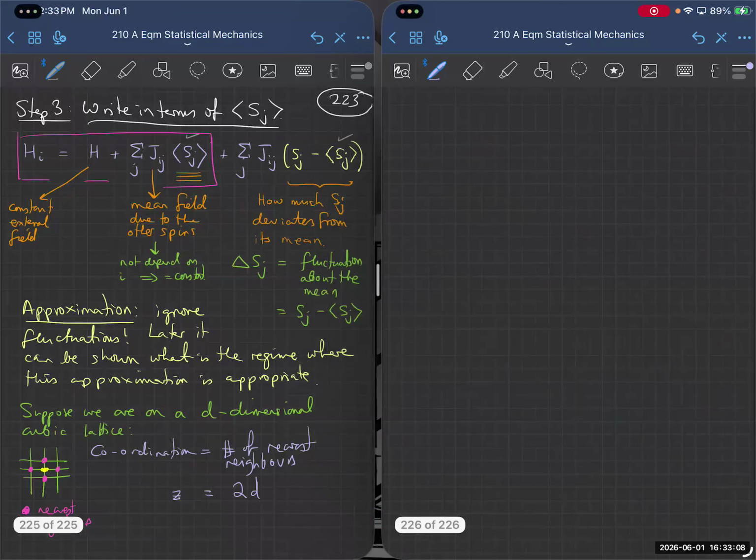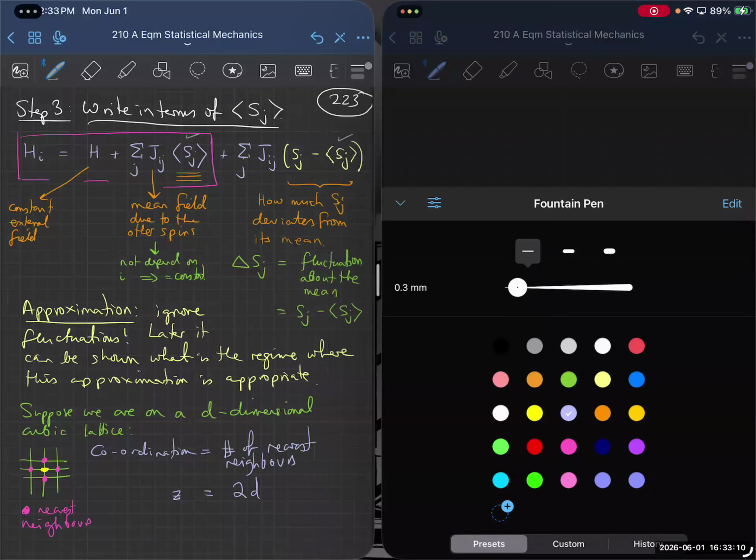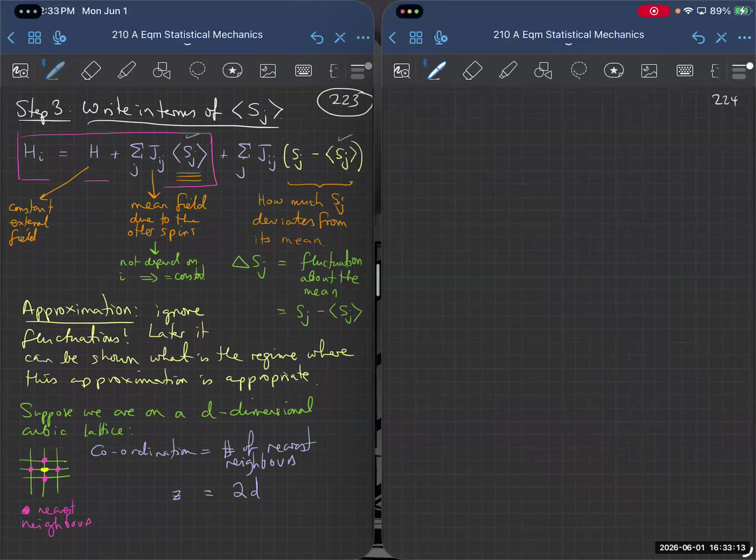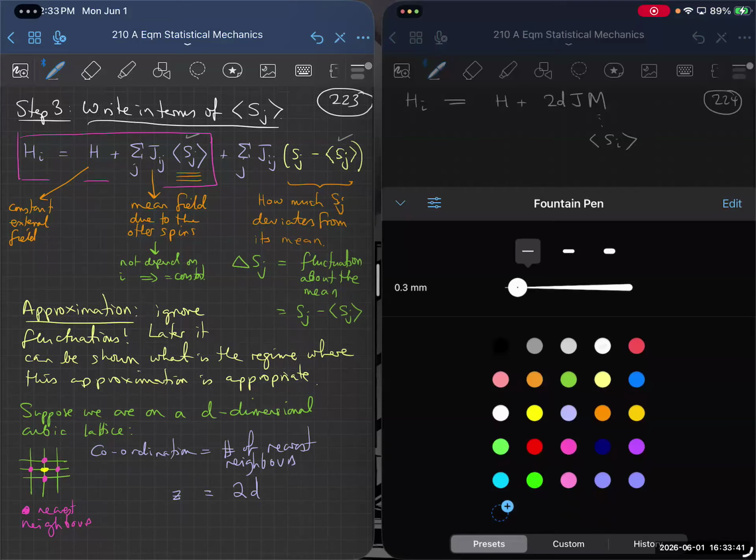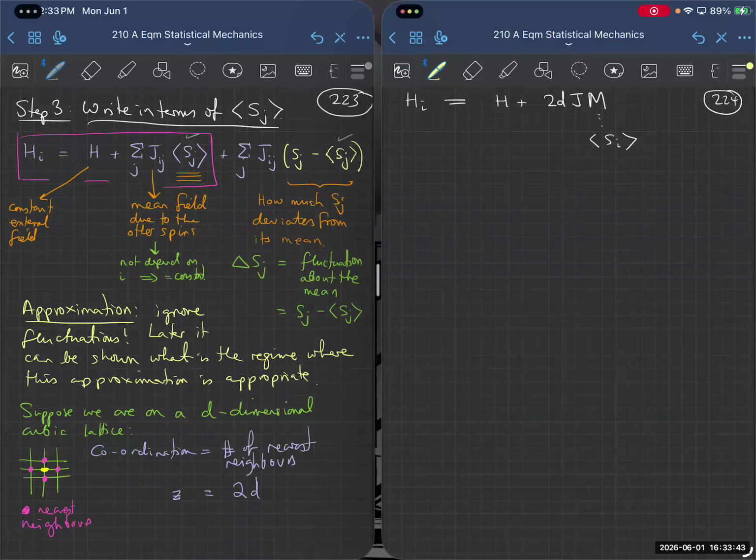So now we know that what that means is that this term, that h_i, is equal to the external field plus 2d times the value of the exchange interaction, J, and then the expectation value of the spin, which is just what we mean by the magnetization. So this term here is the expectation value of S_i. They're all the same, and they all have the value m. So now this value is independent of i.